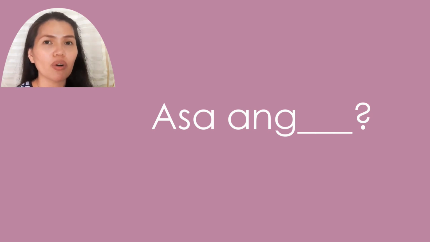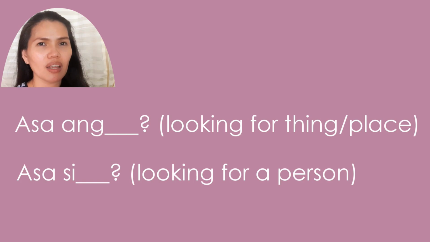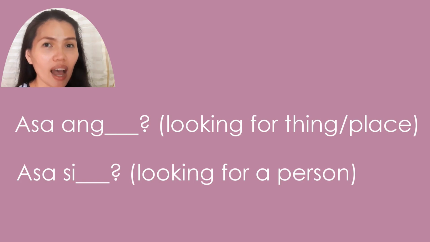If you're looking for a person, you don't say asa ang. You use asa si, okay? Si, the subject marker, si. Asa si. If you're looking for a person, thing, or place, you say asa ang.